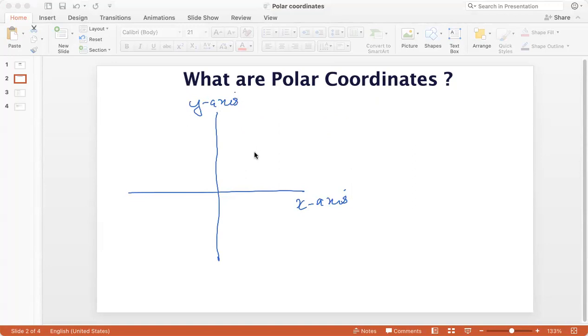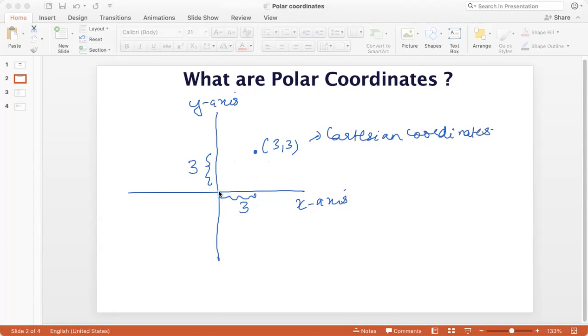And let's say I have a point here, and let's say that my point is at 3, 3. So I know that its distance here is 3 and its distance here is also 3. And 3, 3 is called the Cartesian coordinates because they tell me the distance on the coordinate plane.